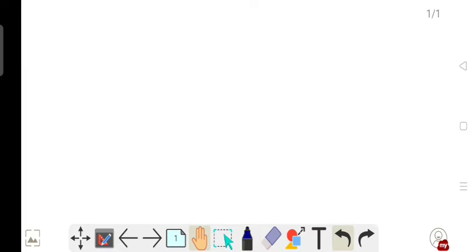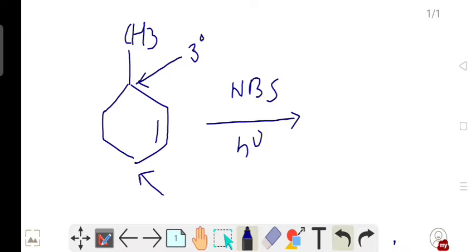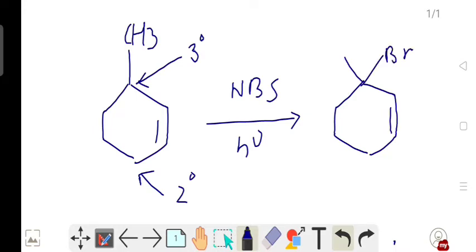Similarly, if you take this type of example, there is a methyl group, and if you use NBS and sunlight, then again see, this is a 3-degree position. If a radical forms at that center, it will form a 3-degree radical, but if a radical forms at that position, it will form only a 2-degree radical. Then you know a 3-degree radical is more stable than a 2-degree radical. Then the final product will have bromine attached here.